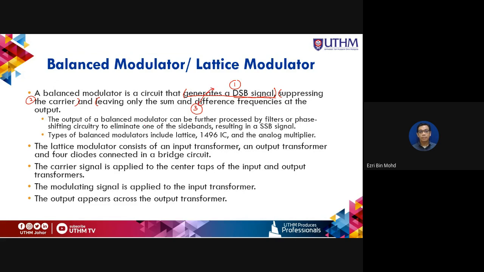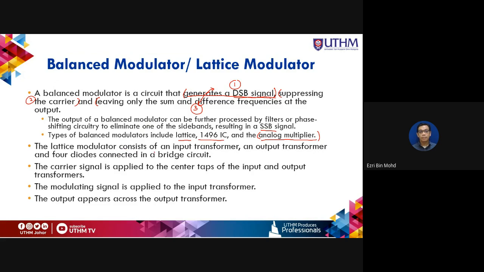The output of the balanced modulator can be further processed by a filter or phase shifting circuitry to eliminate one of the sidebands, resulting in a single sideband signal. So the output of the balanced modulator can be further enhanced by eliminating one of the sidebands. Examples of balanced modulators include the lattice modulator. We can use the 1496 integrated chip. Also the analog multiplier can be used as a balanced modulator.